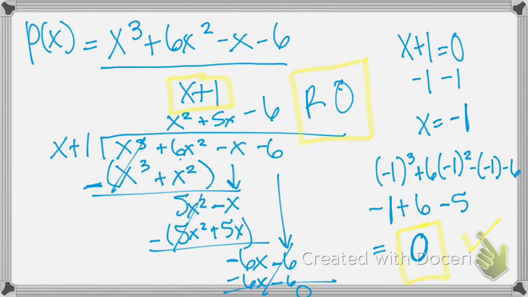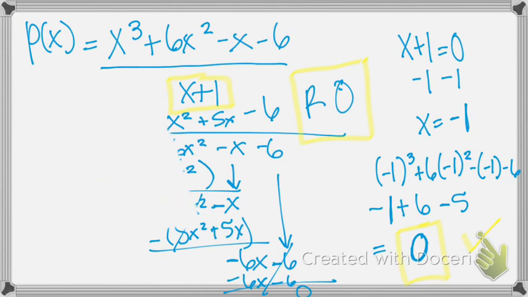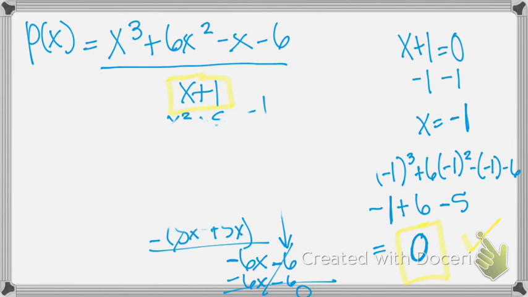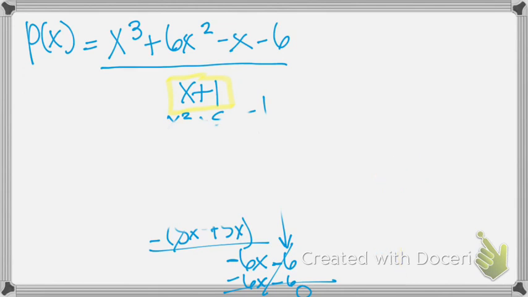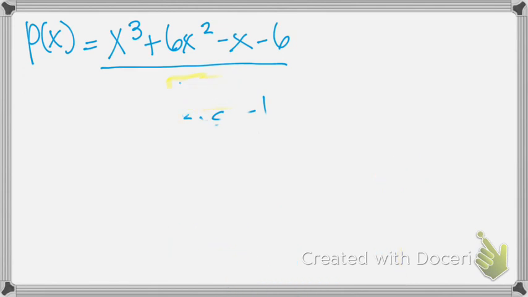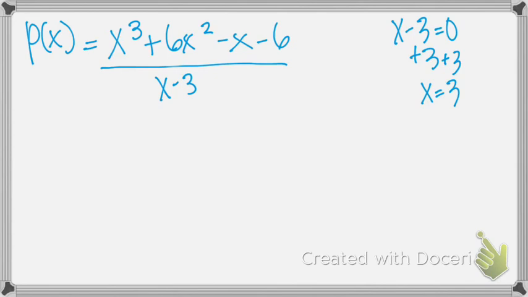Now, let's do B. We're using the same problem, except this time we're dividing by x minus 3. So before we even start, I want to find my 0. X minus 3 equals 0. I'm going to add 3. So x equals 3. So go ahead and let's plug in 3 to my original problem.